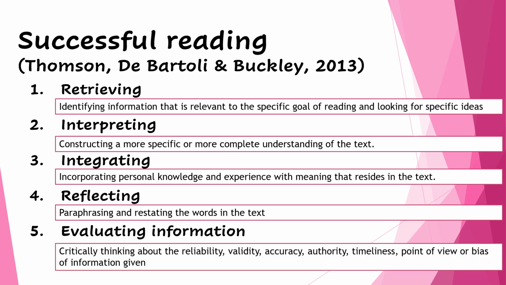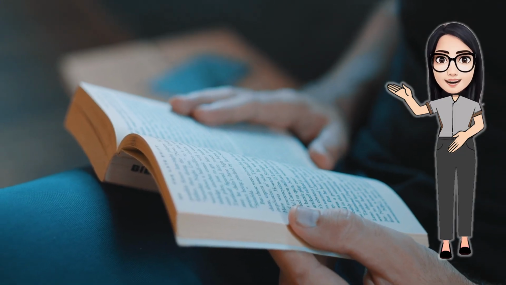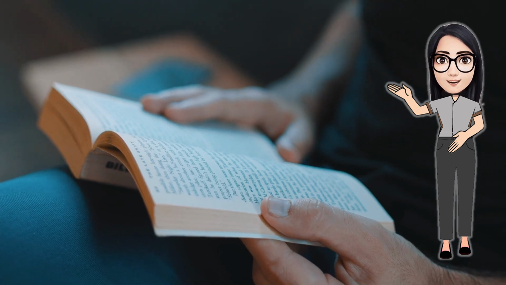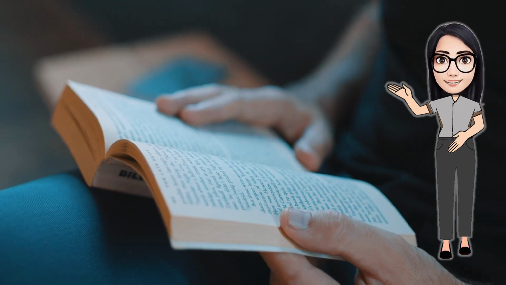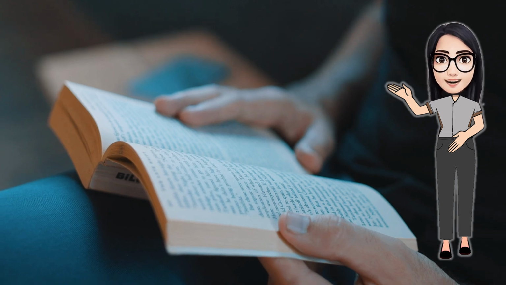Evaluating information is when you critically think about the reliability, validity, accuracy, authority, timeliness, point of view, or bias of information given. That is why, to be able to really appreciate what a story or an essay offers, you need to move beyond being a passive reader and become a critical consumer of text. You have to read between and beyond the lines in order to mine treasures hidden in any piece of writing.